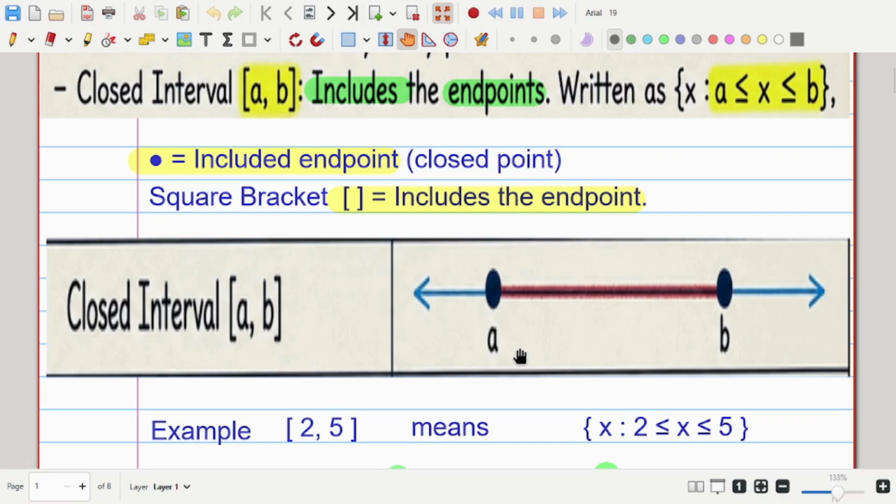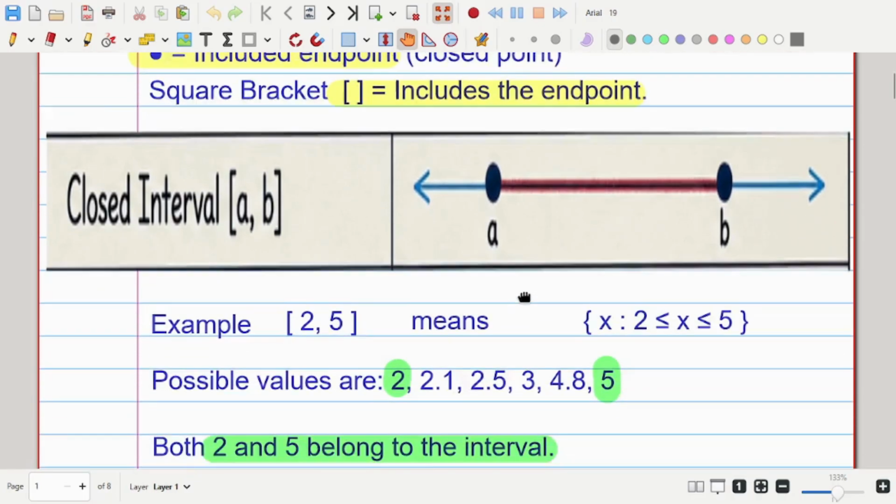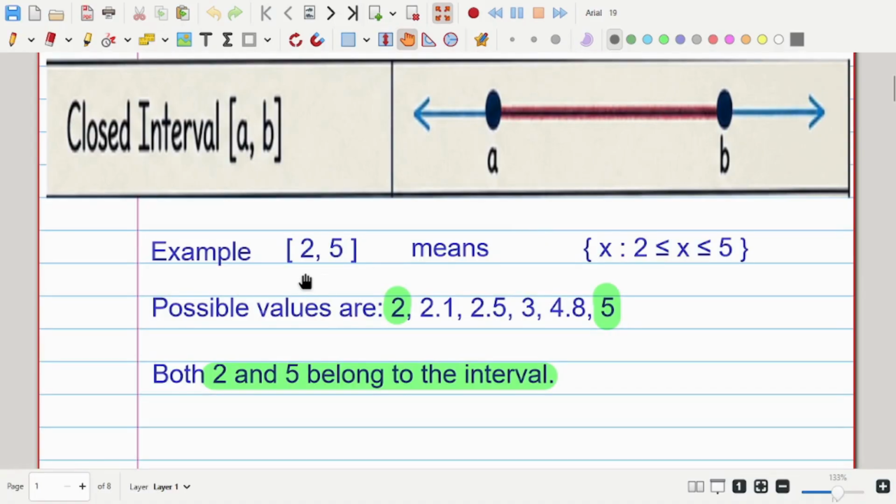On a real number line, it is denoted by this closed point. Closed point means closed interval. For example, closed interval of 2, 5. Write it as the set of all x such that x is greater than or equal to 2 and less than or equal to 5. Closed interval means equality sign, so we include the equality sign in a closed interval.